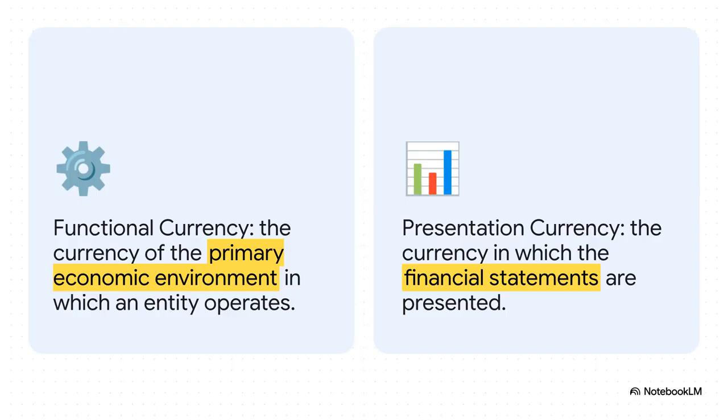First up, two really critical ideas: functional and presentation currency. Your functional currency is the main currency of the economic environment where your company operates. Think of it as the currency you mainly use to make and spend cash. The presentation currency, on the other hand, is just the currency you use to present your financial statements. Now, they can be the same, but they definitely don't have to be.